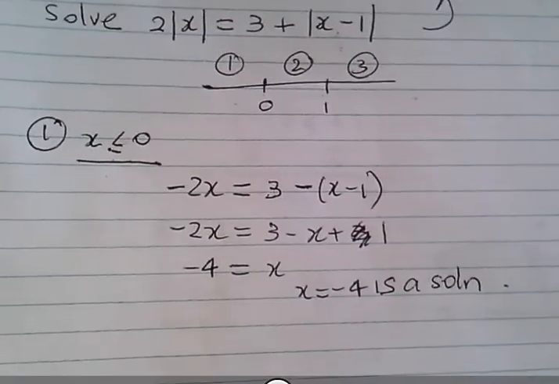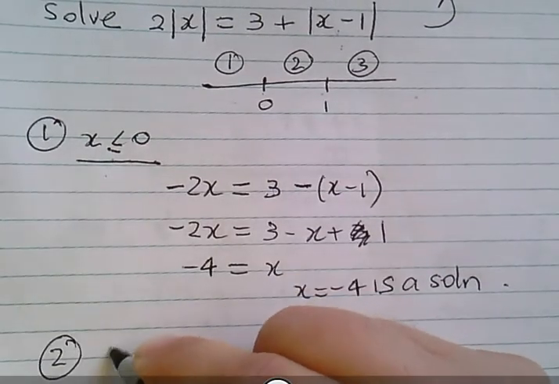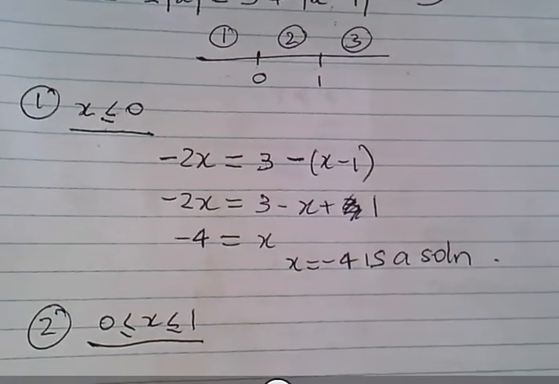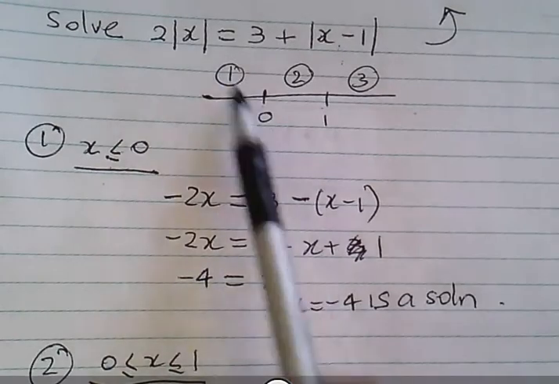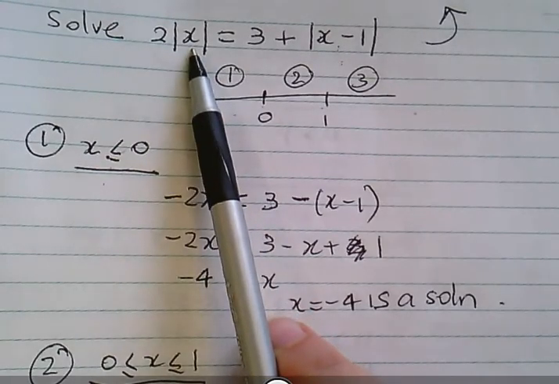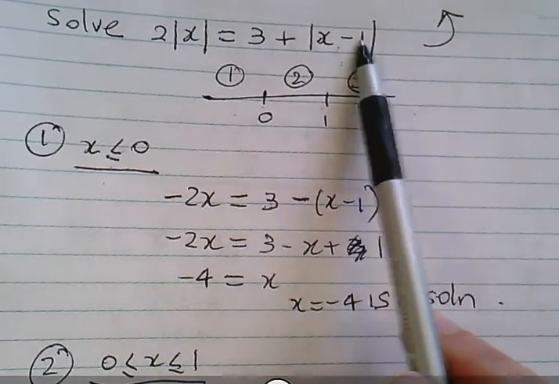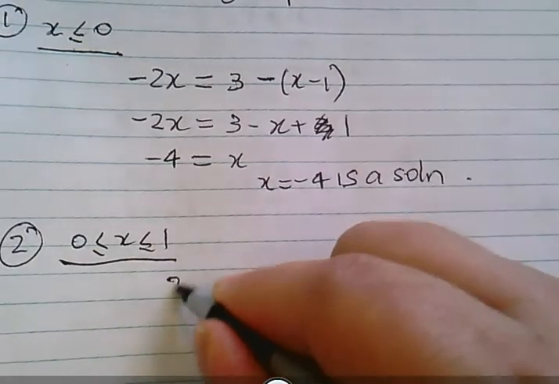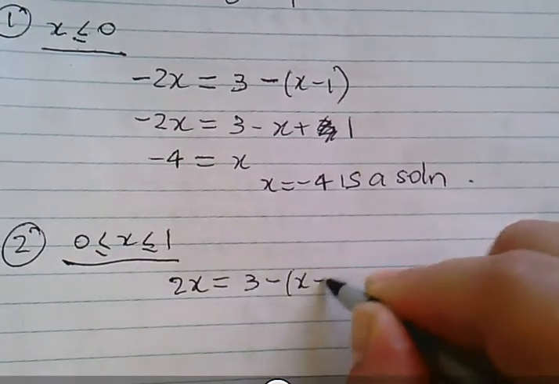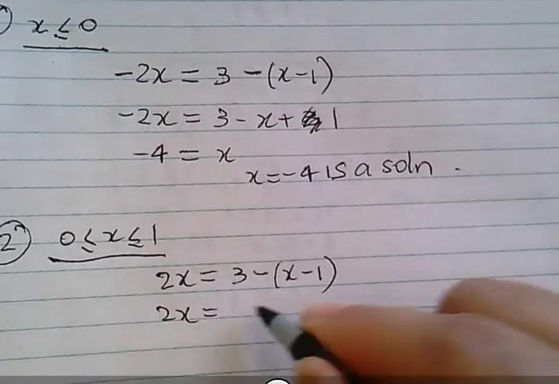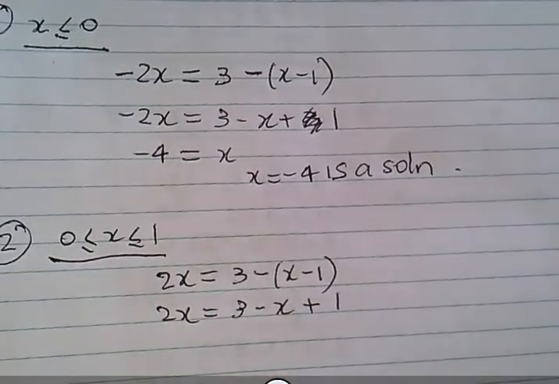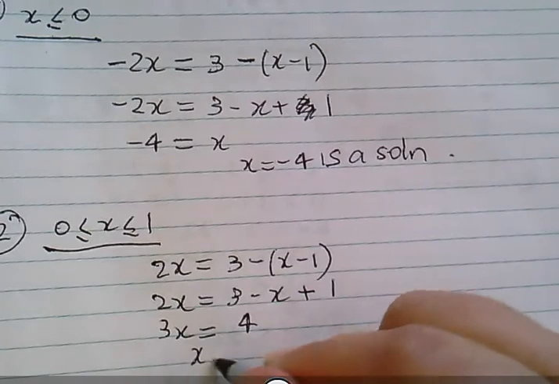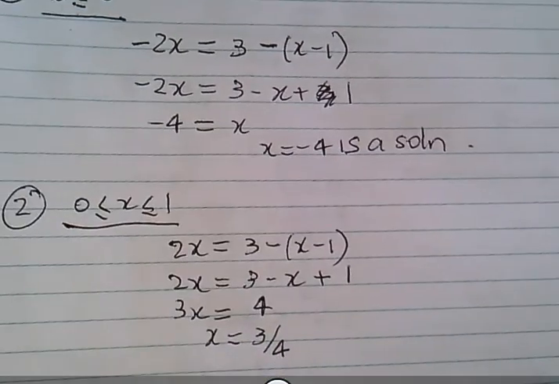Okay. Next, case 2. X lies between 0 and 1. What are we going to go for? A half? Let's say x was a half. Would this first one be positive or negative? Positive. If x was a half, minus 1 is negative, so this one would be negative. So this time we've got positive and negative. So we've got 2x equals 3 minus bracket x minus 1. So I've got 2x equals 3 minus x plus 1. And I've got 3x equals 4. X is 3/4. Is that a solution?